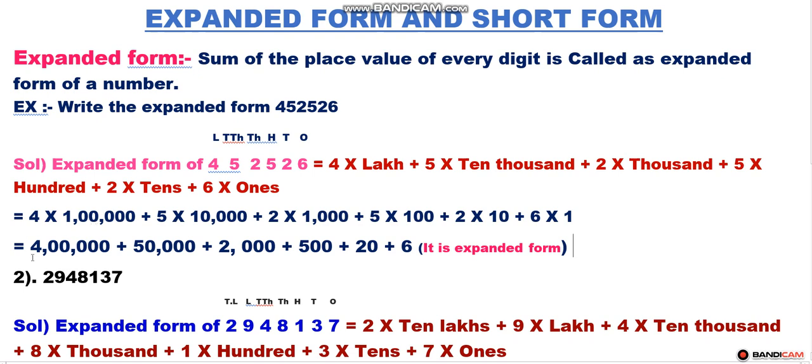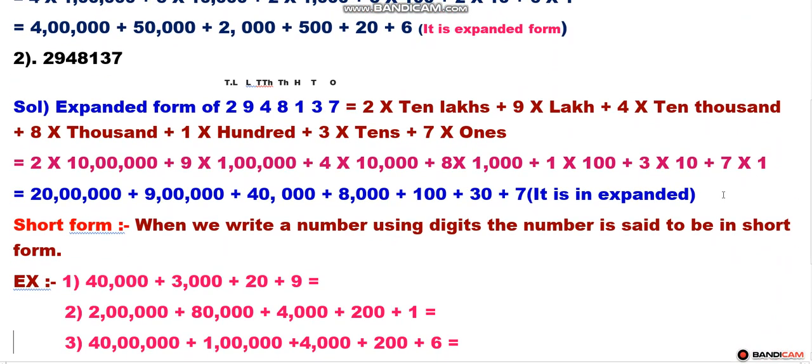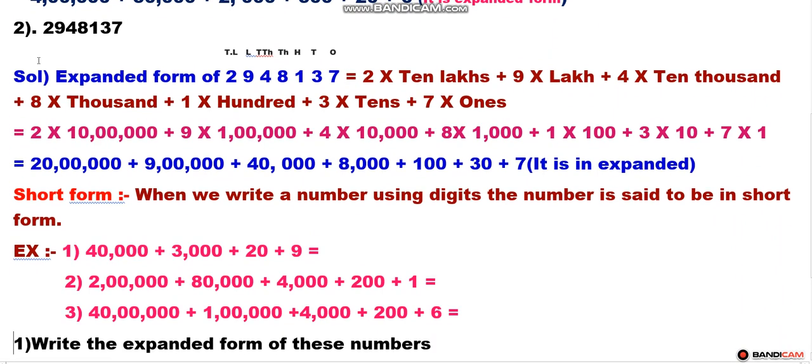4 into 1 lakh, 4 lakh, plus 5 into 10,000, 50,000, plus 2 into 1,000, 2,000, plus 5 into 100, 500, plus 2 into 10, 2 tens are 20, plus 6 into 1, 6 ones are 6. Okay, it is the expanded form of the given number. Go for the next example. What is the next example?